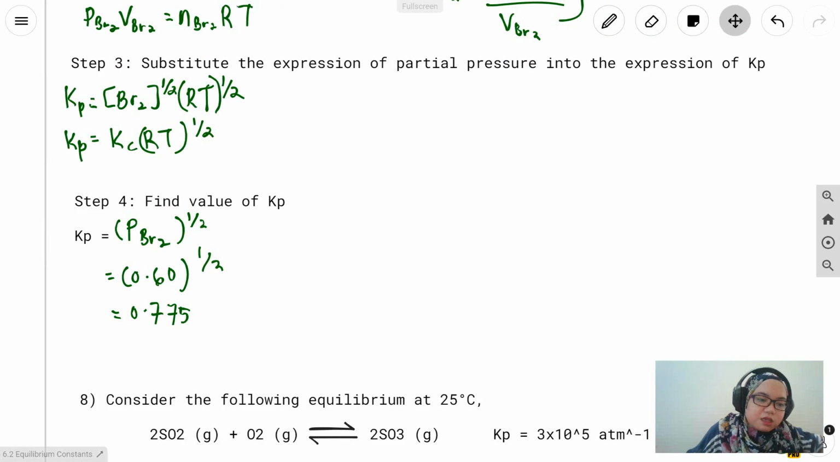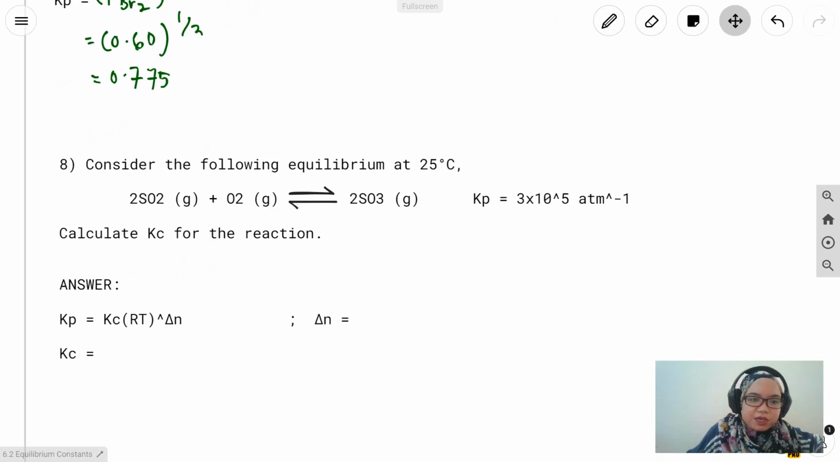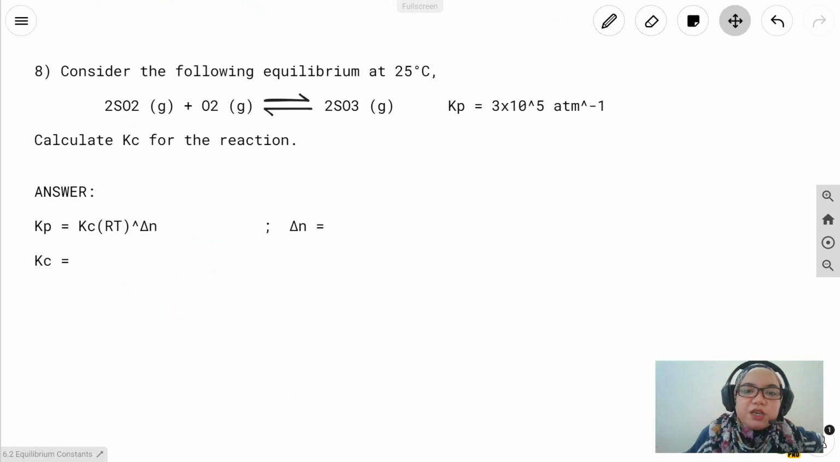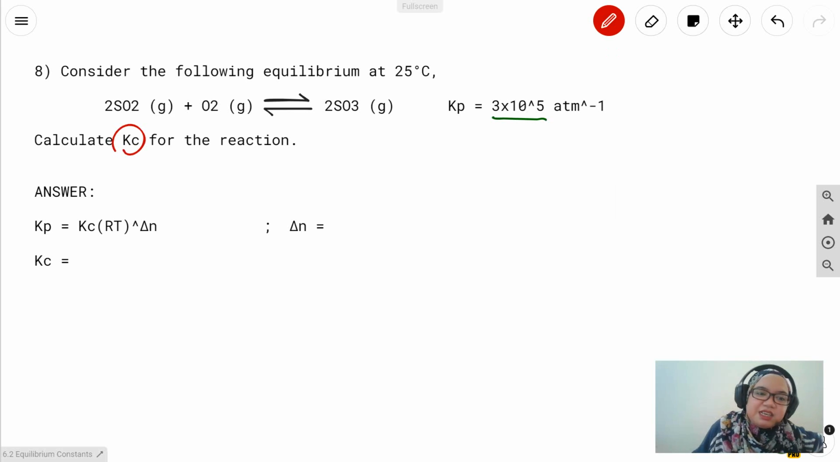Okay. So, last question before we end this class. It says, consider the following equilibrium at 25 degrees Celsius. We have 2 moles of sulfur dioxide gas reacting with 1 mole of oxygen gas to form 2 moles of sulfur trioxide gas. And they gave us Kp equal to 3 times 10 to the power of 5. So, calculate the Kc for the reaction. So, we know that Kp is equal to Kc times RT to the power of delta N.